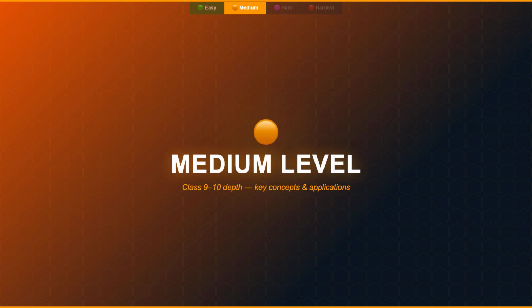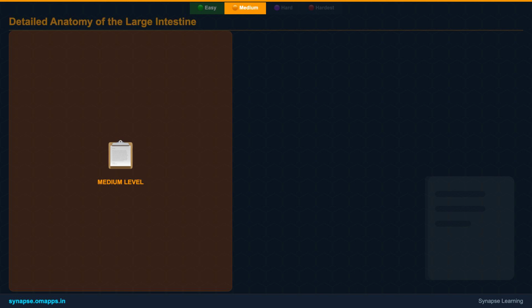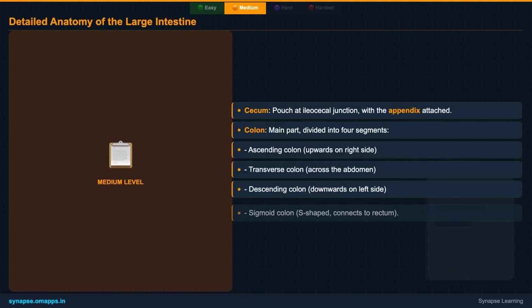Now that we have the basics down, let's explore the large intestine in a bit more detail, uncovering its specific parts and their deeper roles. Let's revisit the anatomy with more precision.